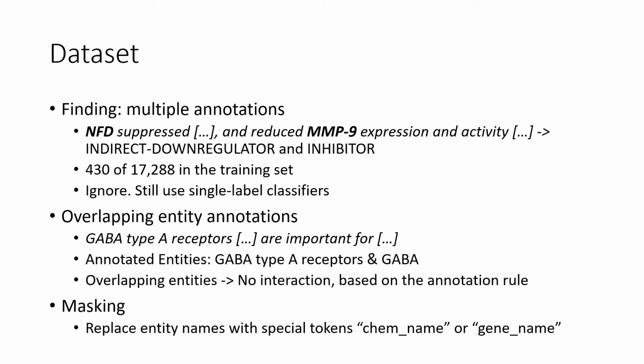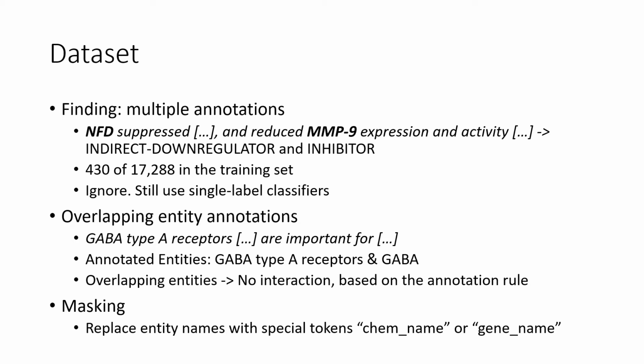In the dataset, we found cases with multiple annotations. For example, in the sentence below, the relation between NFD and MMP9 is annotated as both indirect downregulator and inhibitor. There are 430 such cases out of 17,288 cases in the training set. Because the ratio is small, we ignore this and still use single-label classifiers.